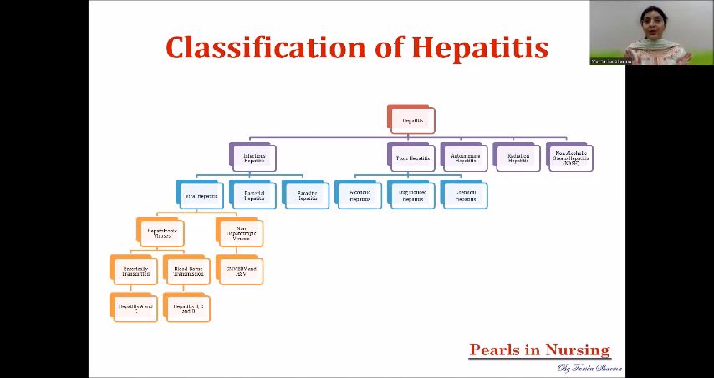Okay, so this is a broad classification of hepatitis, out of which the common ones are viral hepatitis and alcoholic hepatitis. Others are also found, but not as common as compared to viral as well as alcoholic hepatitis. So that's it for the class.